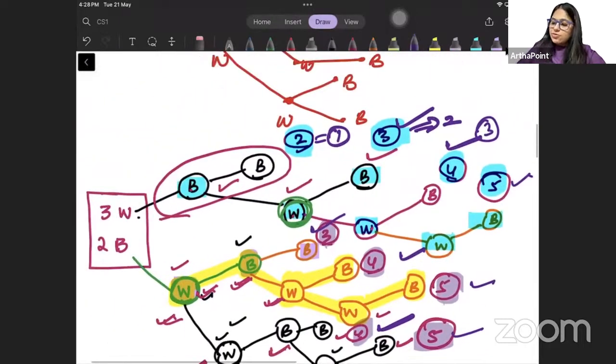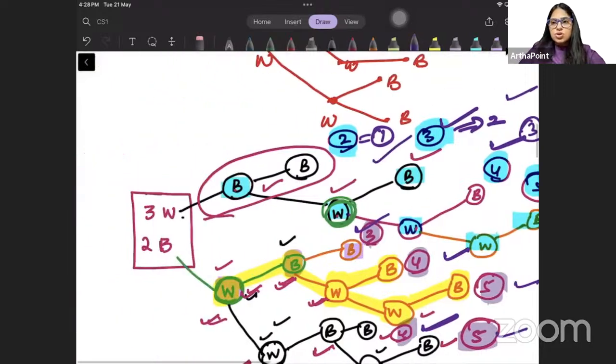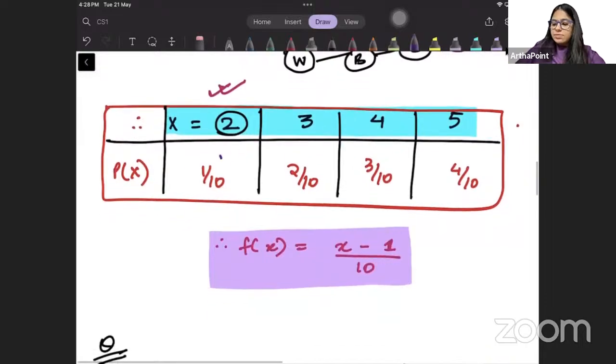Right? So what's the total number of frequencies? 4, 5, 6, 7, 8, 9, and 10. So now I have just written their probability: 1 by 10, 2 by 10, 3 by 10, and 4 by 10.